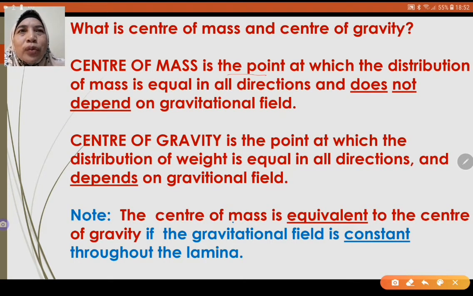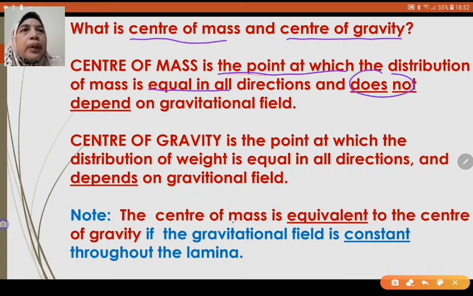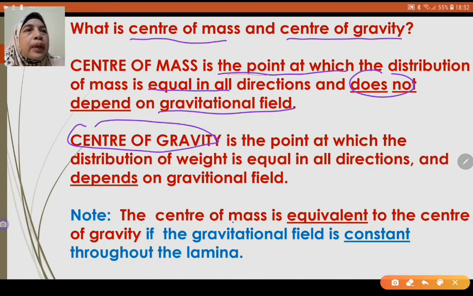Now I would like to explain to you the meaning of center of mass and center of gravity and the relationship between the two. Center of mass is the point at which the distribution of mass is equal over all directions and does not depend on the gravitational field. Whereas center of gravity is the point at which the distribution of weight is equal in all directions and it depends on the gravitational field.